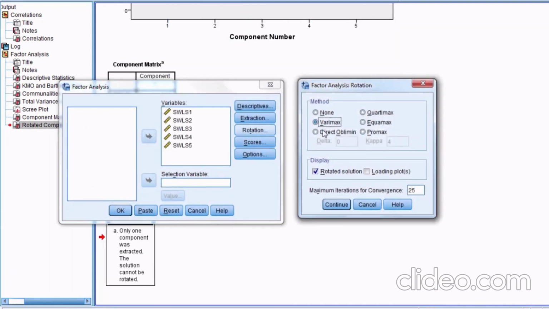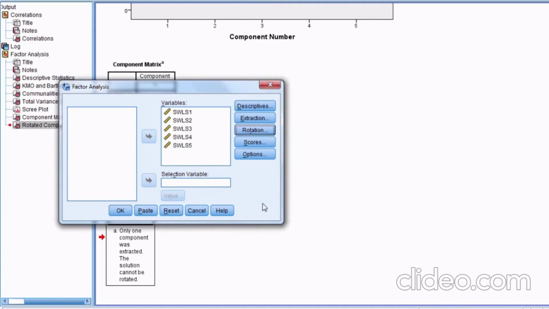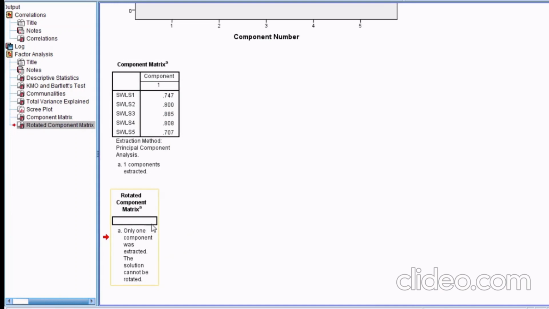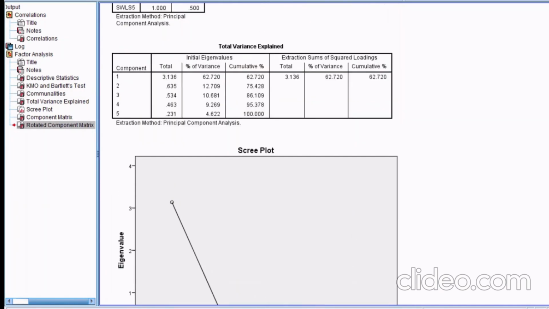under rotation, we asked for varimax. So basically, SPSS is telling us that we can't do varimax rotation because there's only one component that we asked for, one variable. And rotation doesn't come into play in that case. So as one measure of effectiveness of our solution, we noted the total variance explained by our one component.